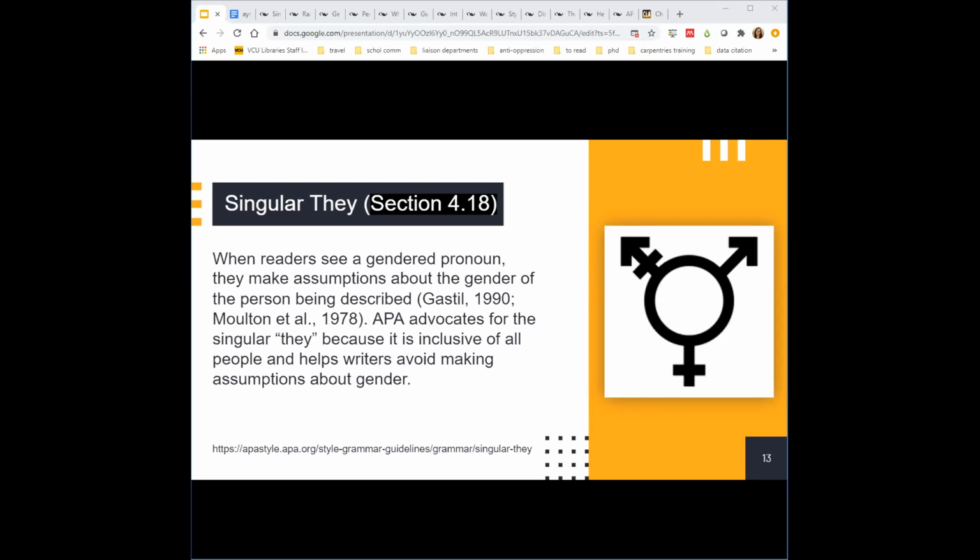All right, any questions about the singular they? I will give a few seconds in case anyone is typing. Also, obviously, feel free to unmute yourself if that is easier. I don't want anyone to be prevented from asking questions because typing is too challenging in this medium.